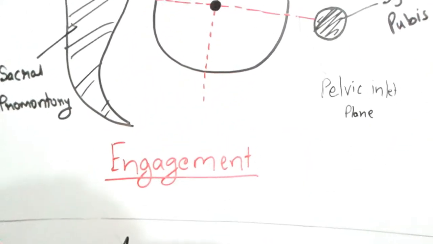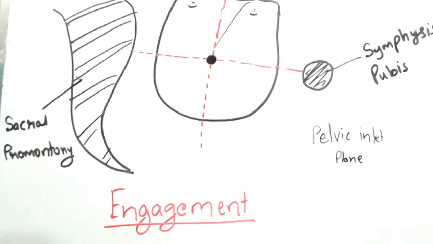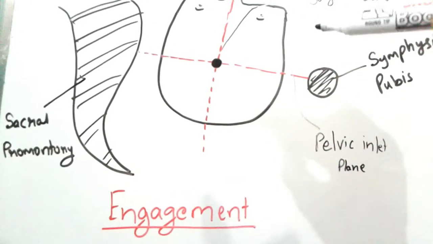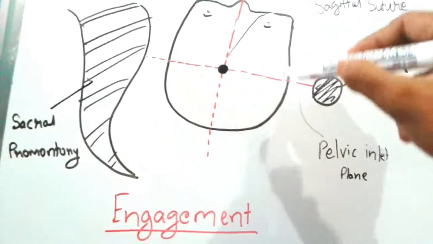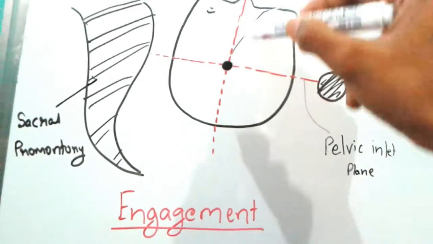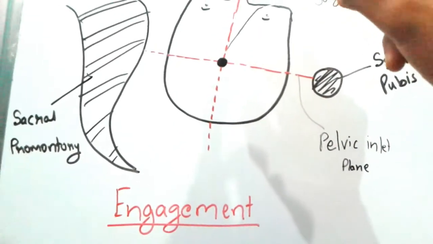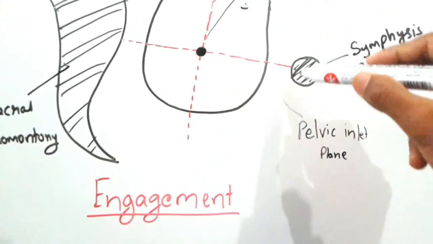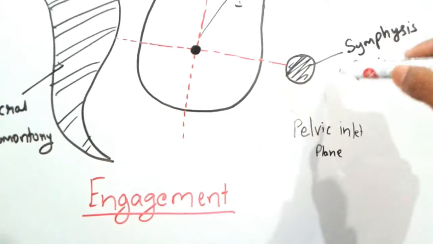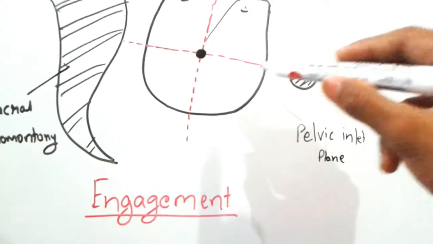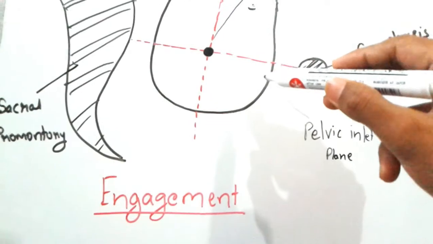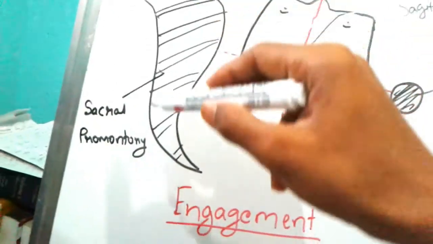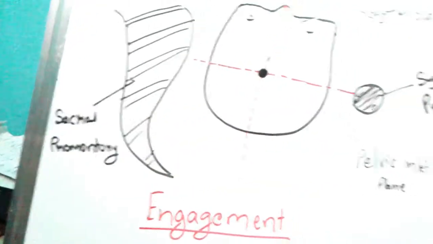As we are discussing in relation to the mother's pelvis, as said earlier, let's see in this picture. Let's assume this is the parietal bone and there is the sagittal suture in between. Now, the parietal bone which is towards the anterior side, that is towards the pubic symphysis, is known as anterior parietal, and the parietal bone which is towards the posterior side, that is towards the sacral promontory, is known as posterior parietal.